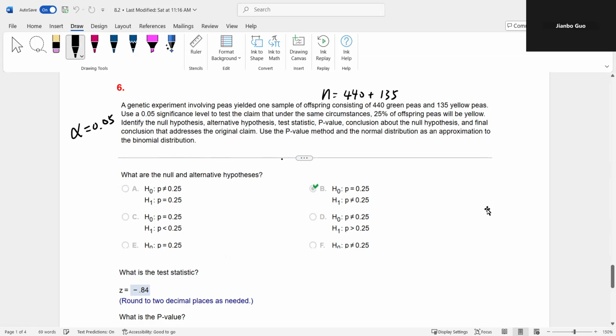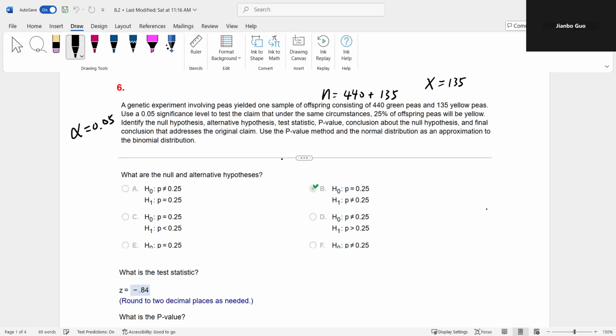We also can see X here, representing the number of successes, is 135. In this problem, we see getting yellow is a success. So X here, representing the number of successes, is 135.